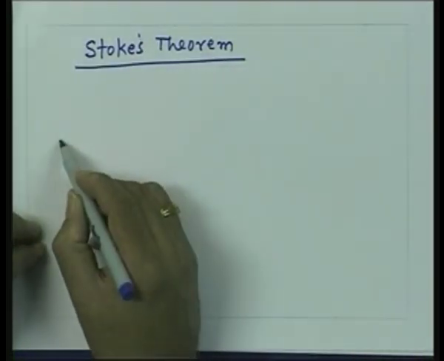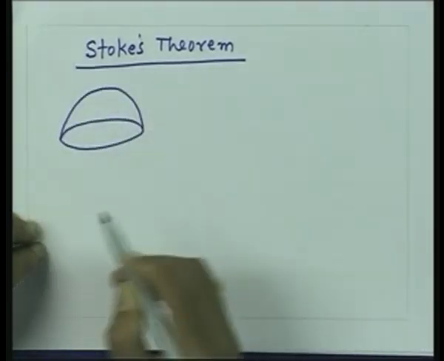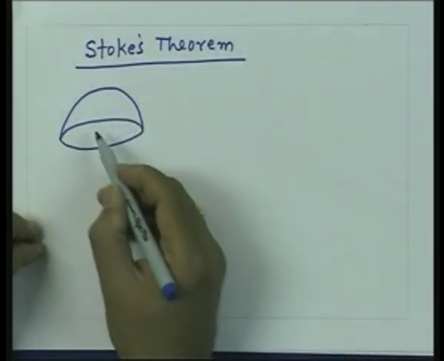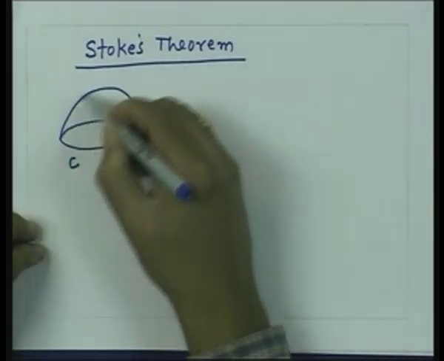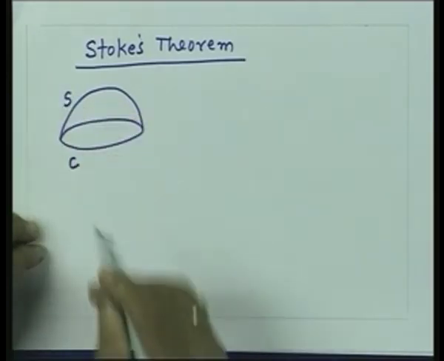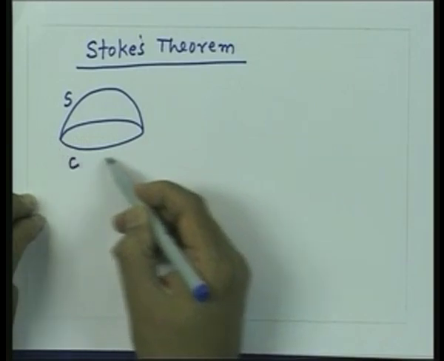So, if I have an open surface now, something like this, I have a contour for this surface. So, this is the contour C and I have this surface. So, I have some surface area S. The surface is open and the boundary of this surface is this contour C.